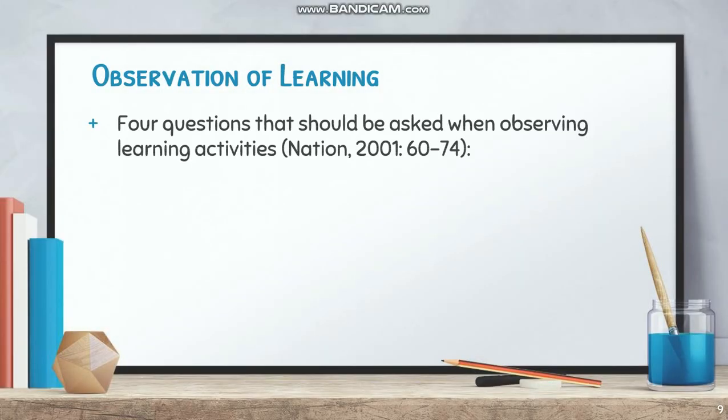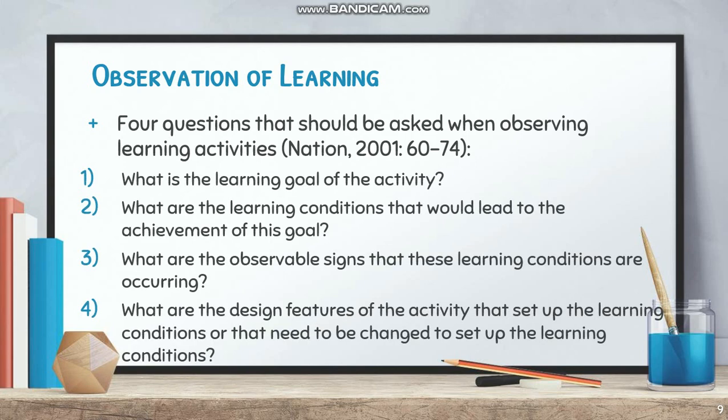There are 4 questions that should be asked when observing learning activities. What are the learning goals? What are the learning conditions? What are the observable signs? What are the design features of the activity that set up the learning conditions or that need to be changed to set up the learning conditions? So what this means is that observation of learning needs to be well planned and designed. It needs a clear indication of the observable things to look for and how to record those observations.